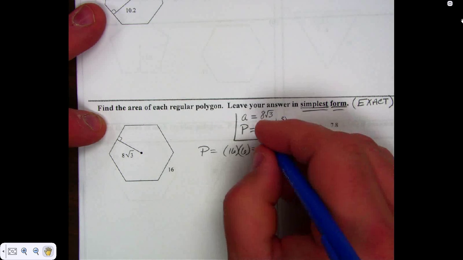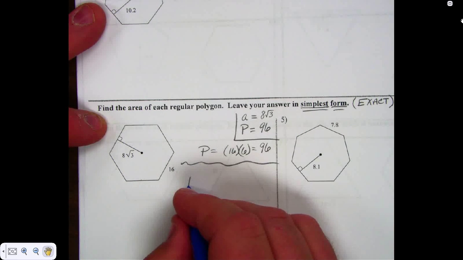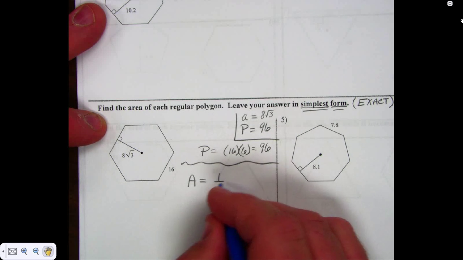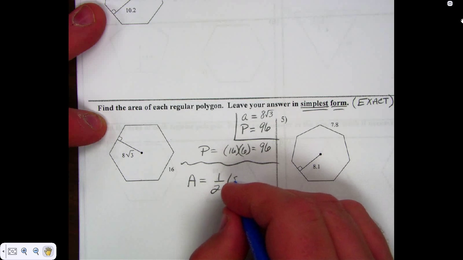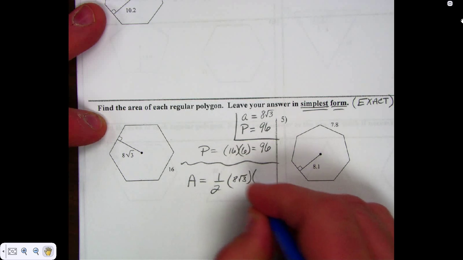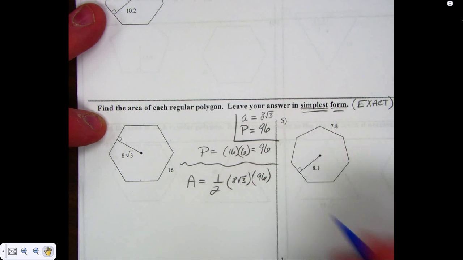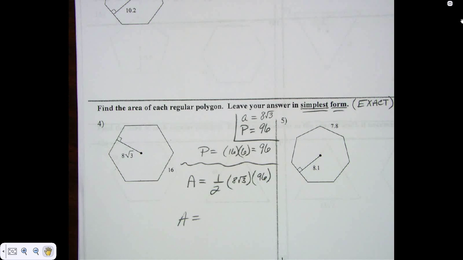96? Is that correct? Your next step, I want to see area equal to, and then I want each one put in. 1/2, apothem, what's your apothem? Times your perimeter, which is what? Now, they ask for an exact answer here. So you're going to have to go about this in a little bit of a different way.